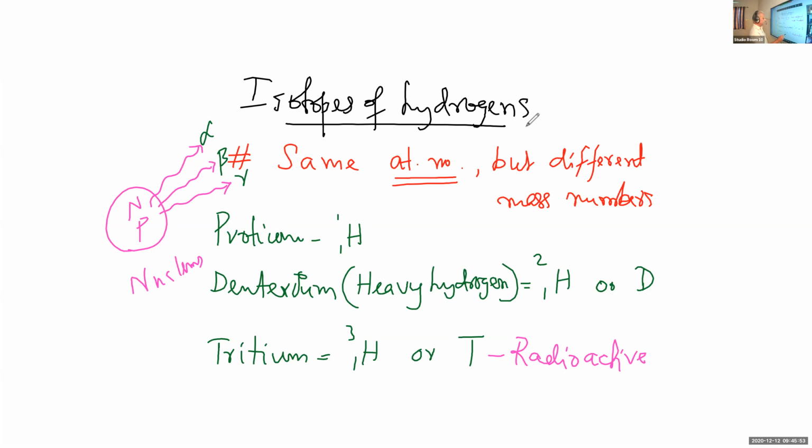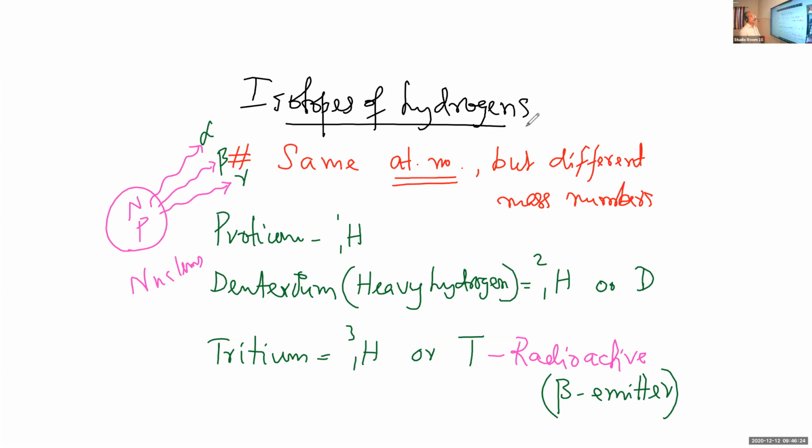Tritium is radioactive, and it is a beta emitter. That means beta radiations are coming out. Beta radiations means electrons. Electrons are coming out from the nucleus of the tritium atom, tritium isotope. Beta radiations, electrons, are given out.